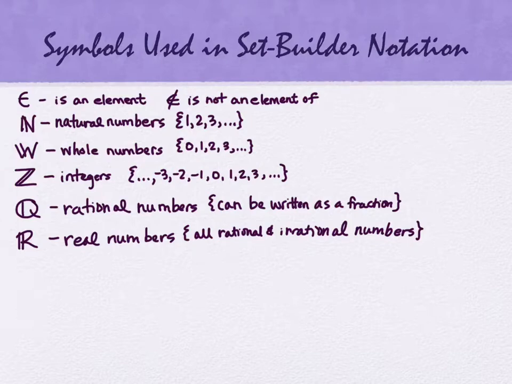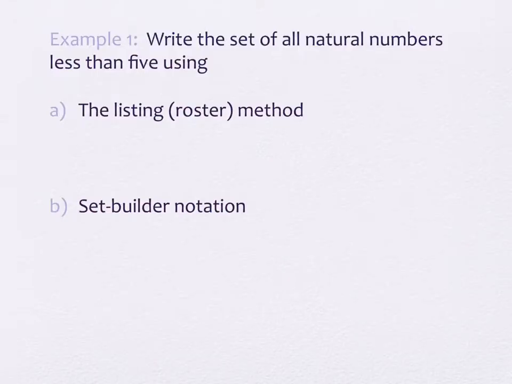Okay, so we're going to do an example. We're going to talk about this particular set. This says we're going to write the set of natural numbers less than 5 using the listing or roster method and then using set builder notation. So both of these methods use curly braces. So no matter which one, you're starting with a curly brace.